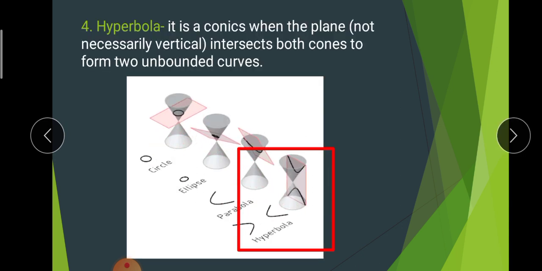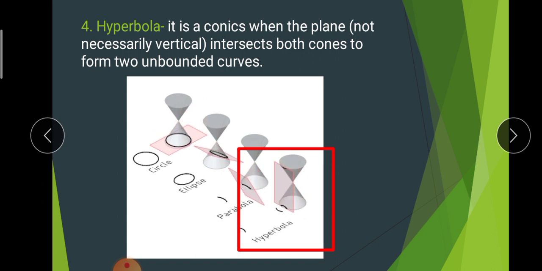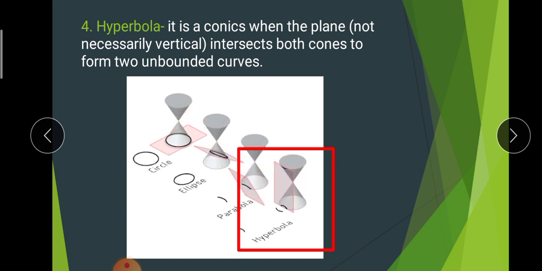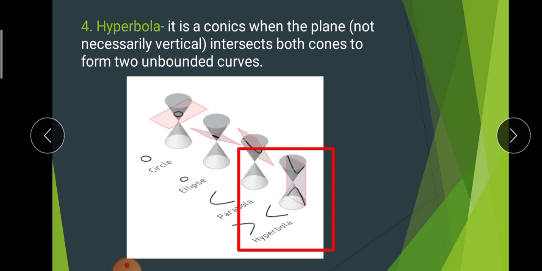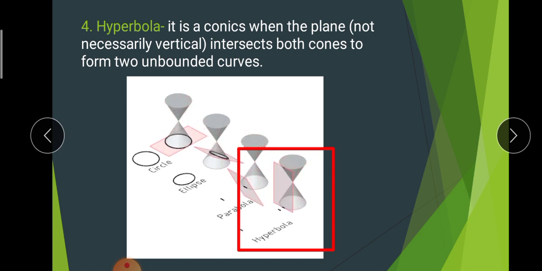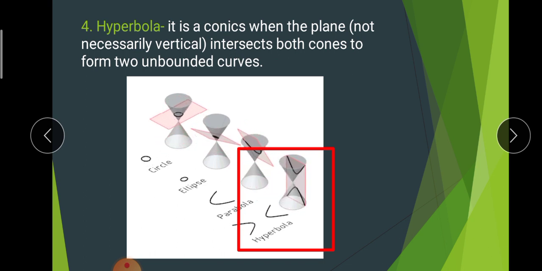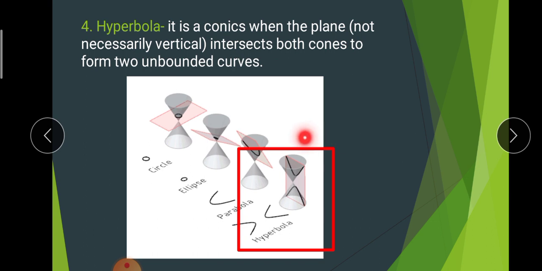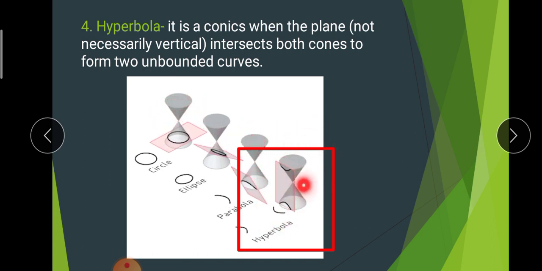Number 4, hyperbola. It is a conics when the plane, not necessarily vertical, intersects both cones to form unbounded curve. Ang hyperbola ay unbounded curve na nag-i-intersect sa dalawang cone compare sa tatlo na nauna. Ibig sabihin, ang hyperbola pwede mag-intersect sa dalawang cone at a certain time.